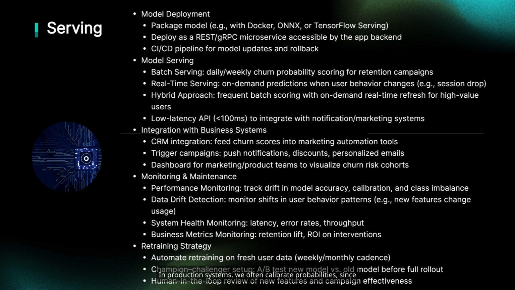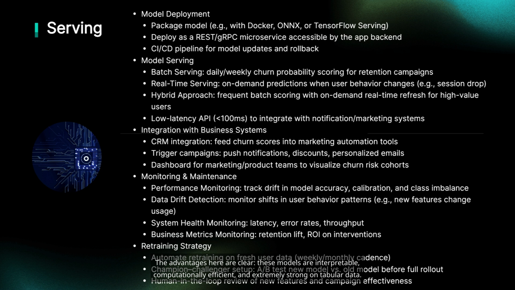In production systems, we often calibrate probabilities since business teams need accurate churn probabilities to guide retention campaigns. Models like XGBoost can be paired with Platt scaling or isotonic regression to ensure probability outputs are trustworthy. Ensembles further improve performance. For example, stacking a logistic regression on top of random forest and XGBoost predictions.